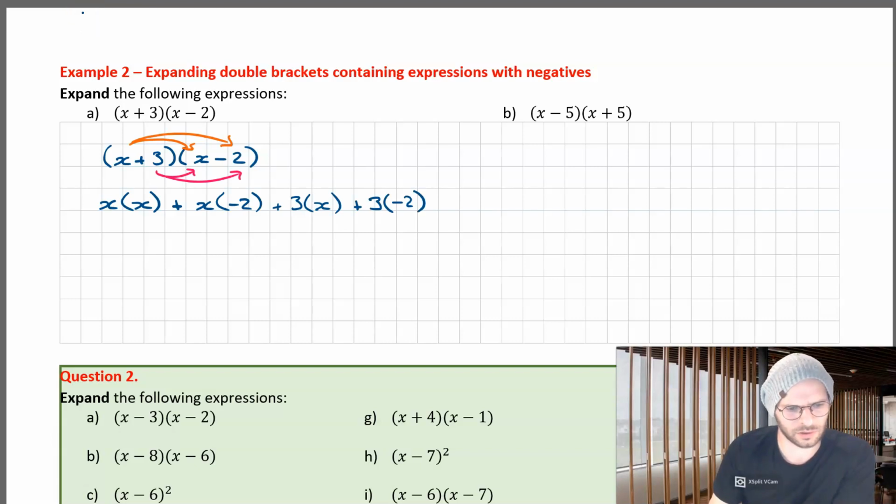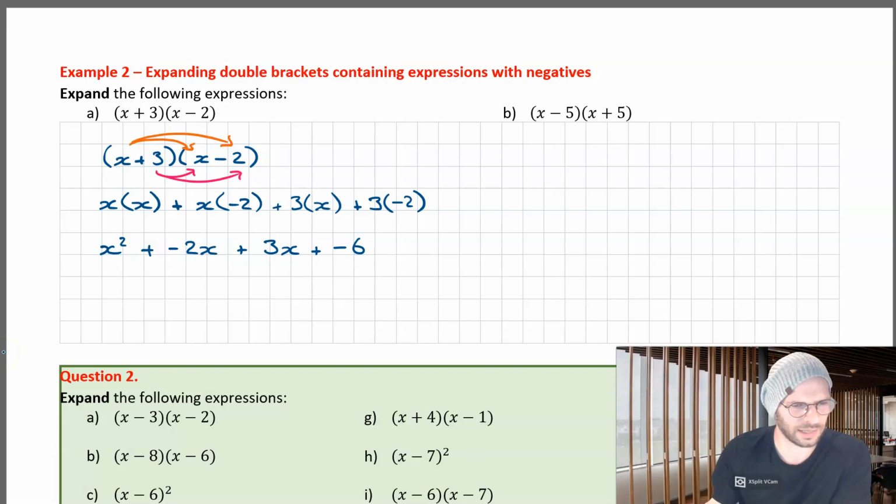Next step, we do the actual multiplication. x times x is x squared plus x times minus 2 is minus 2x. Again, I can get rid of that plus or I can leave it. I like leaving it because I put pluses everywhere. Next, 3 times x is 3x. And then 3 times 2 is 6, so plus 6, but 2's negative, so it's minus 6.